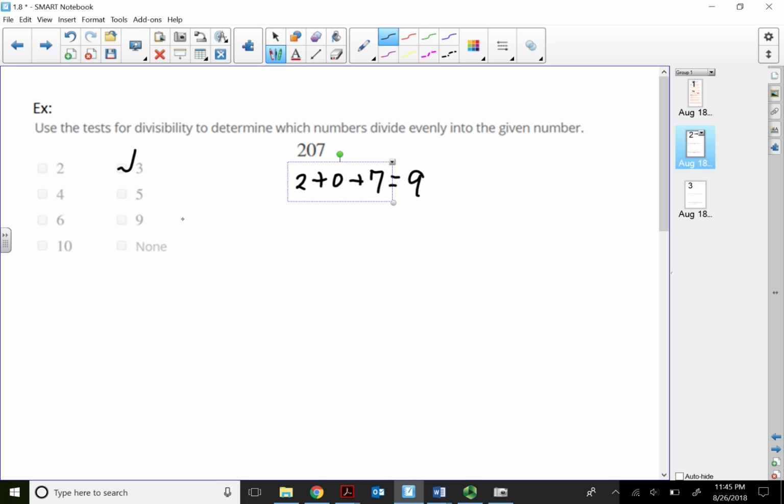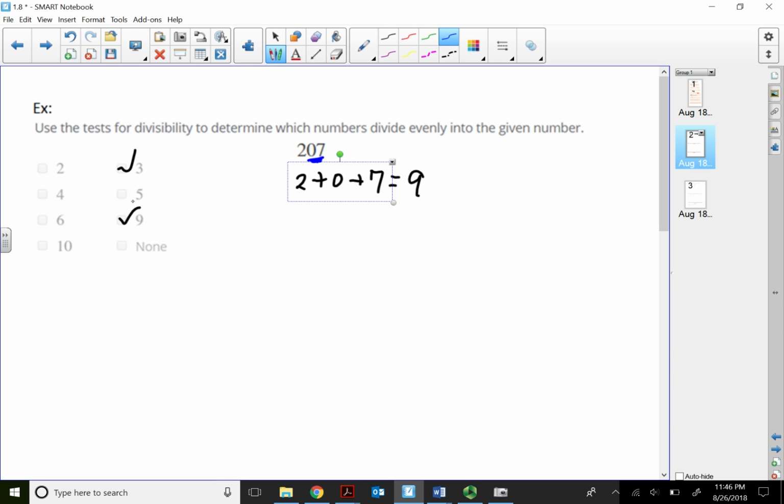If 9 can go into the sum of its digits, then 9 can go into 207. Check. All right, 4. The last two digits have to be divisible by 4. Can 4 go into the last two digits, which is 07? No.